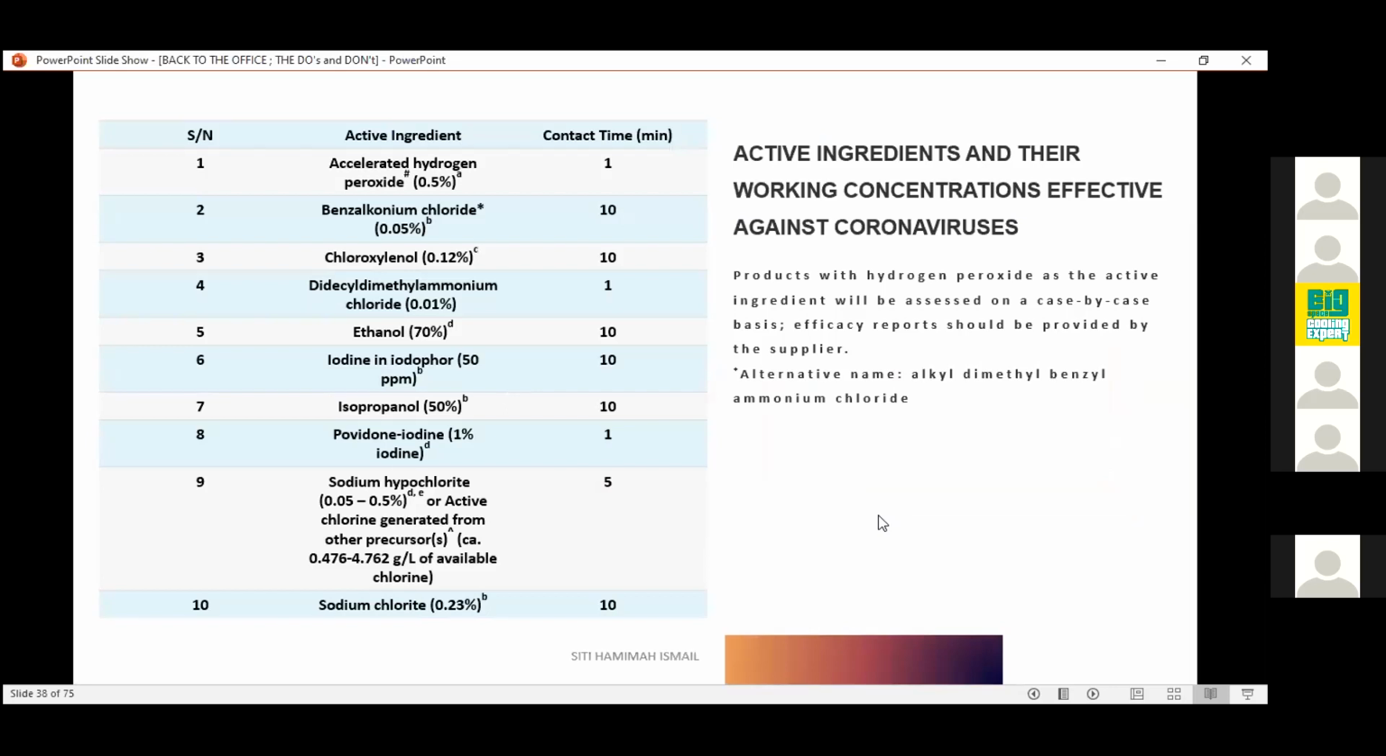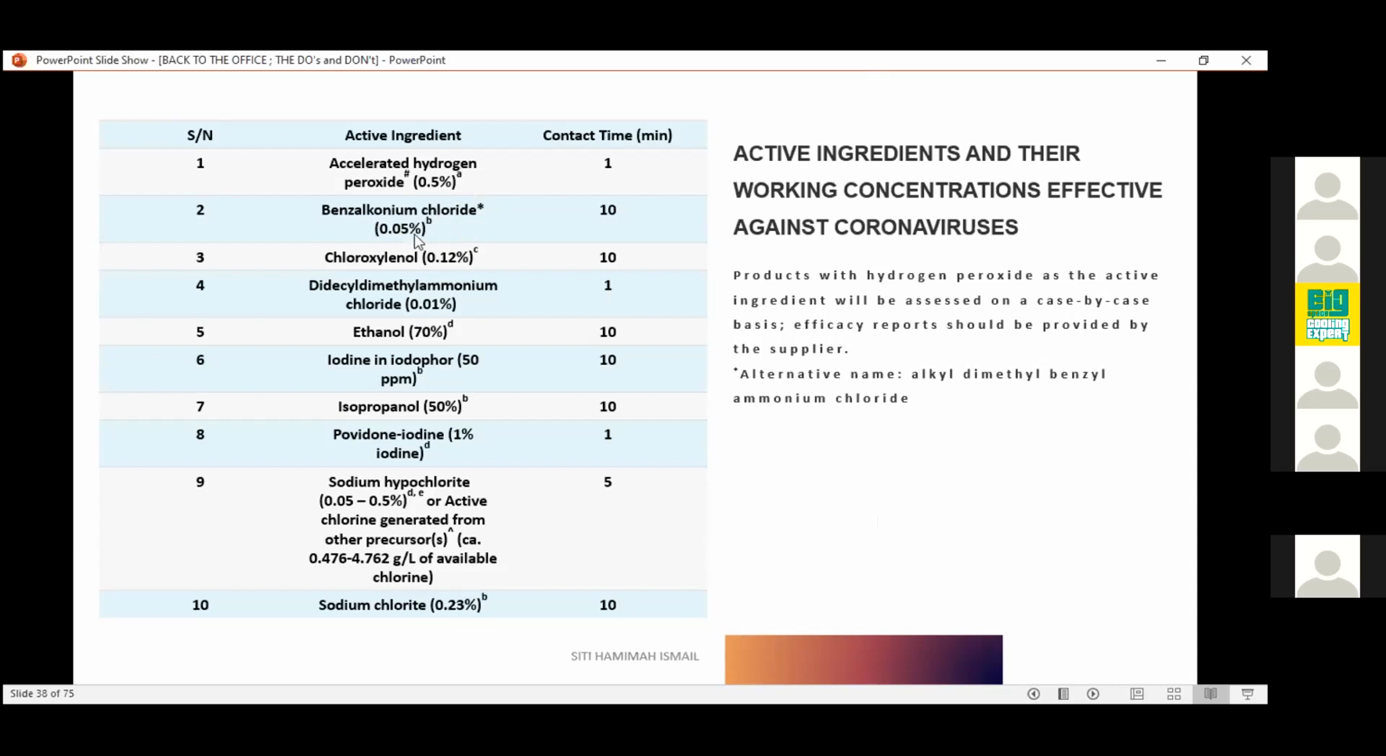Okay, like this, I'll just give you the things and tips. When you want to use chemicals, or you as a facilities management group, what you have to look into is the active ingredient. This active ingredient is not coming from me. This is coming from the Ministry of Health and also the WHO. So if you notice, hydrogen peroxide they give 0.5%.